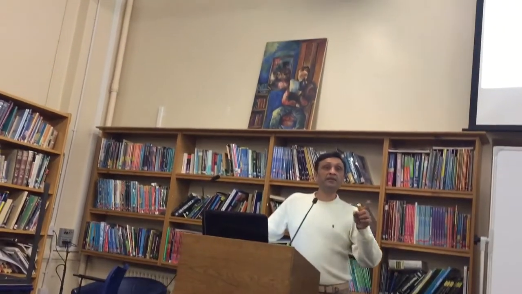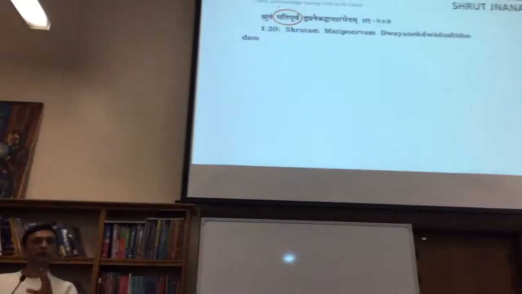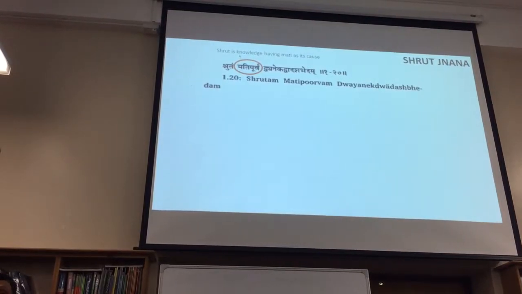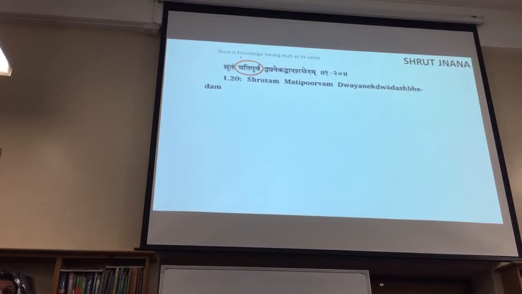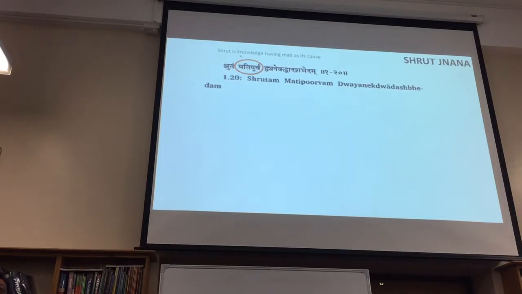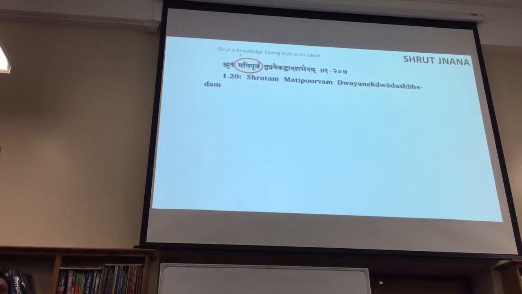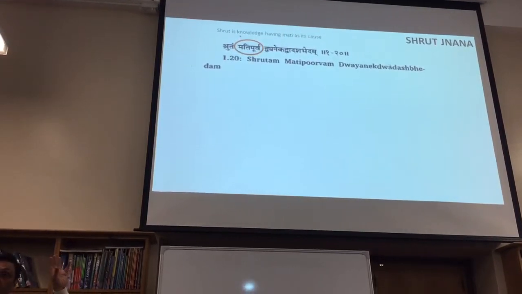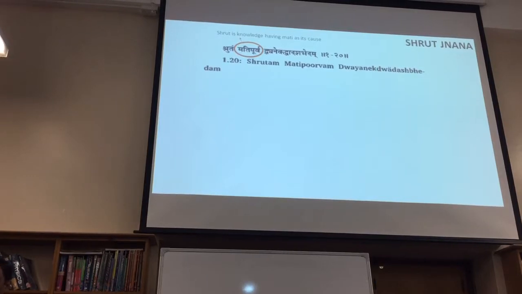Okay? So, Mati Purva. Shrut is knowledge having Mati as its cause. So for you to get Shrutjnana, for you to get scriptural knowledge, you do need Mati Gnan. So you do need mind and you need senses. Without that, you cannot have Shrutjnana. So Shrut is knowledge having Mati as its cause. Only after you have Mati Gnan can you then start having Shrutjnana.